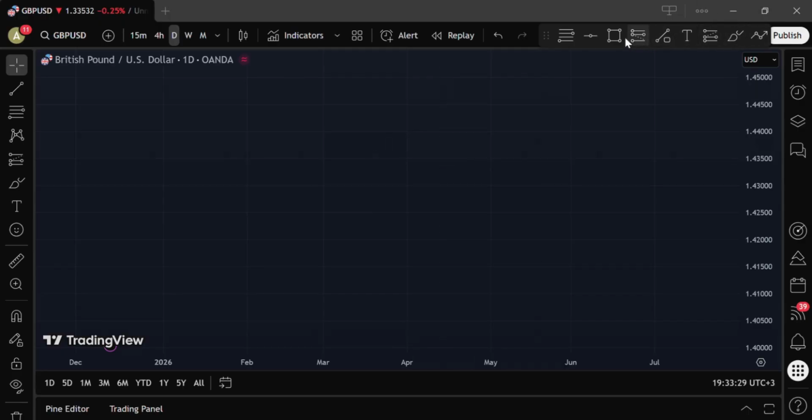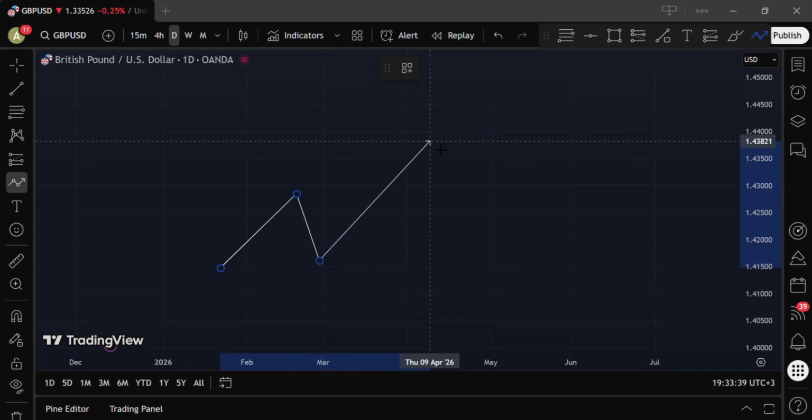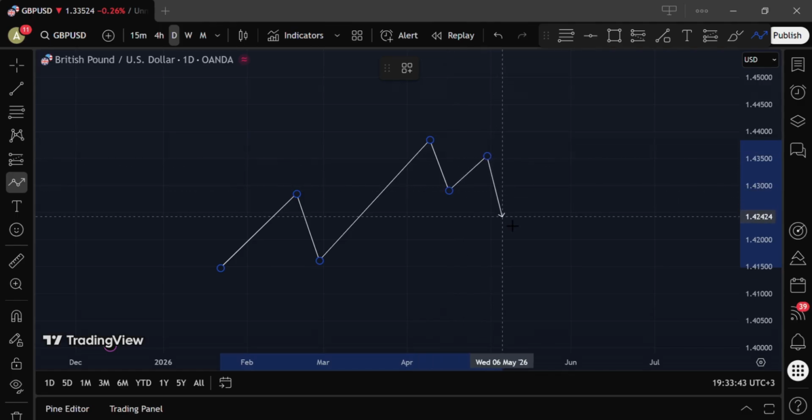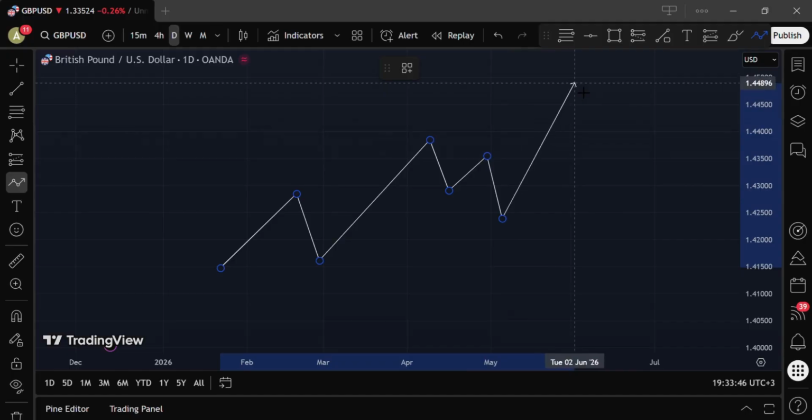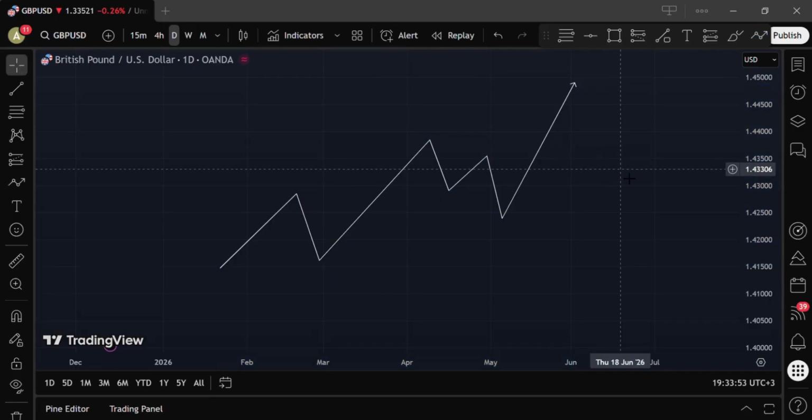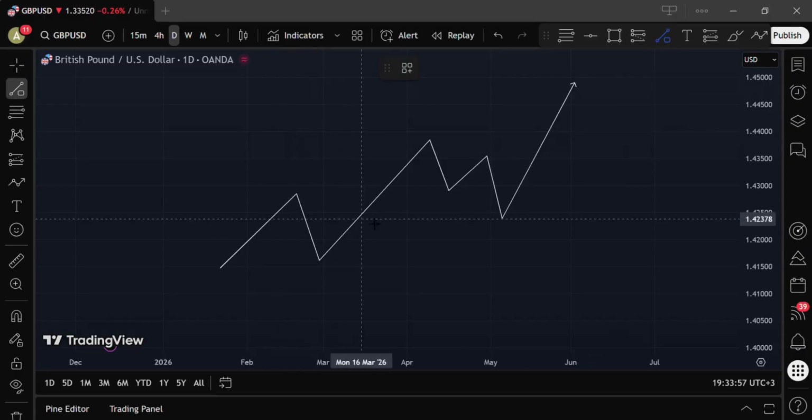So if we have a trend or a bias, here I'm having a bullish bias. When you're having a bullish bias, normally the market looks something like that. So when you look at this market, this is a higher high, this is a higher low, higher high, higher low, and then higher high. So here we are having a break of structure.